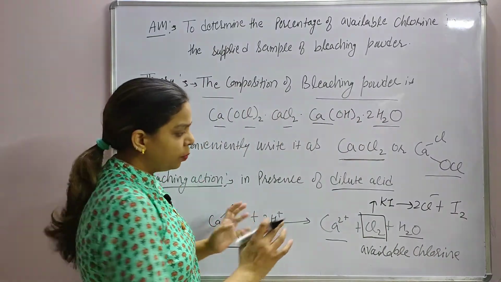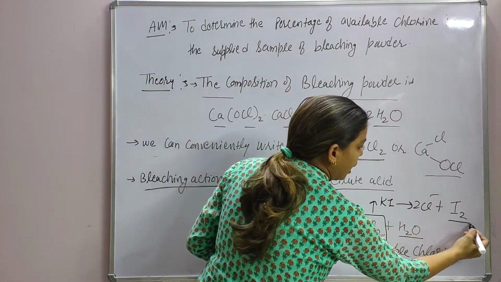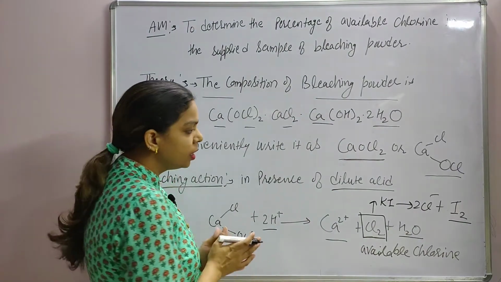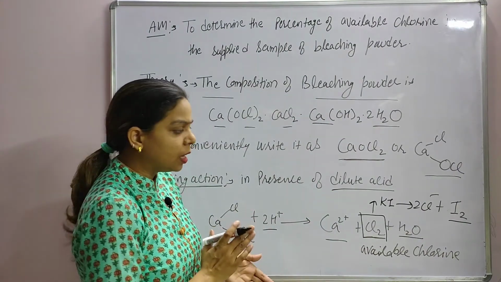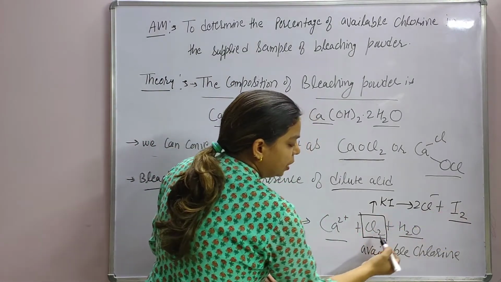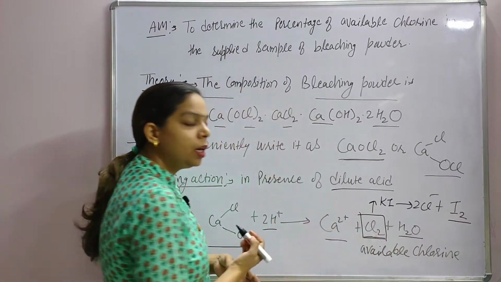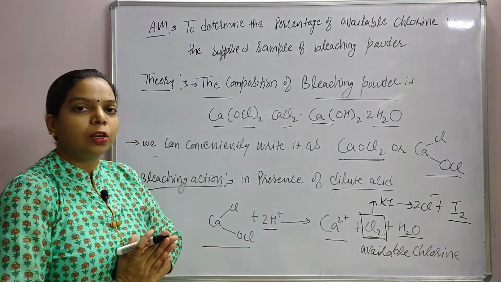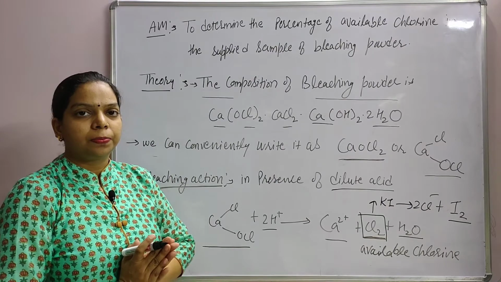So we will be determining the amount of iodine liberated here with the help of starch as indicator, and titrating it with thiosulfate. This iodine concentration will be equivalent to the concentration of free available chlorine. So this way we can find out the freely available chlorine in the bleaching powder.